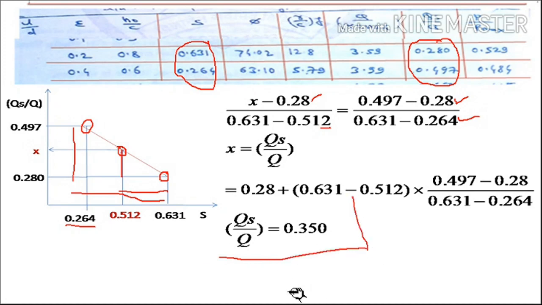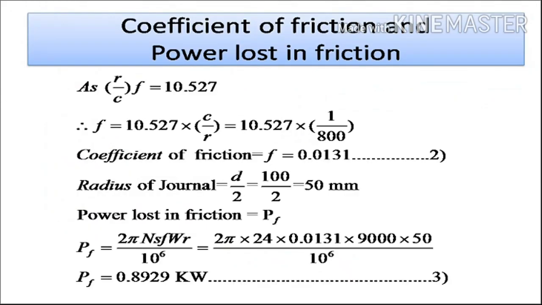Now I have to make use of all these dimensionless parameters to find out the different values. First I will determine the coefficient of friction and power loss in friction. As I got the value of R by C into F equal to 10.527, simply I have to get the value of F here. So F will be equal to 10.527 multiplied by C by R. The R by C value is 800, so C by R will be 1 by 800. So I am getting the coefficient of friction as the first calculated value, F is equal to 0.0131. This is your second answer as per the numerical.